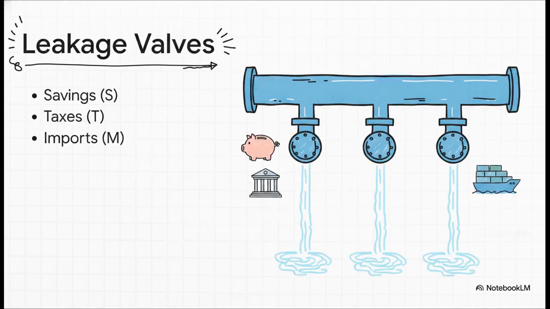Going down our diagnostic checklist, we can identify three very specific leakage valves. We've got savings, represented by S, taxes, which is T, and imports, represented by M. Every single time you save money, pay taxes to the government, or buy some goods from overseas, you are essentially turning a valve that pulls water out of our domestic circular flow. Each one of these is a distinct withdrawal that reduces the total flow of income.